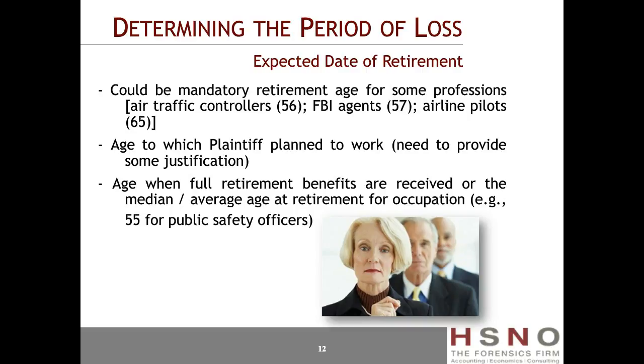It can be the age when full retirement benefits are received. If the person has a pension plan, very often you can look at the actuarial assumptions for the pension plan to find out when most people retire. For instance, I once had a union case where I was on the defense, and they had an early retirement option, which the plaintiff qualified for, and we were able to argue that he would have retired at 56 instead of 62, simply because the benefits were very attractive.